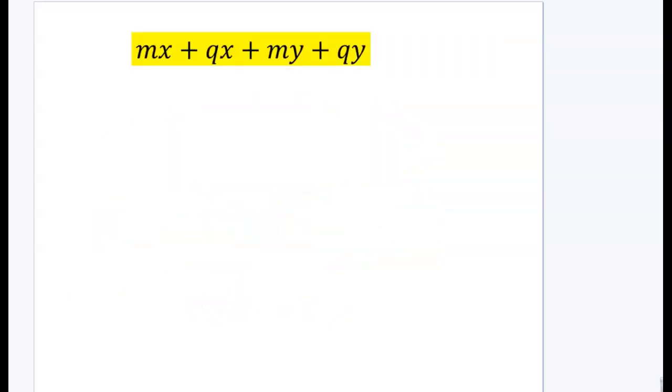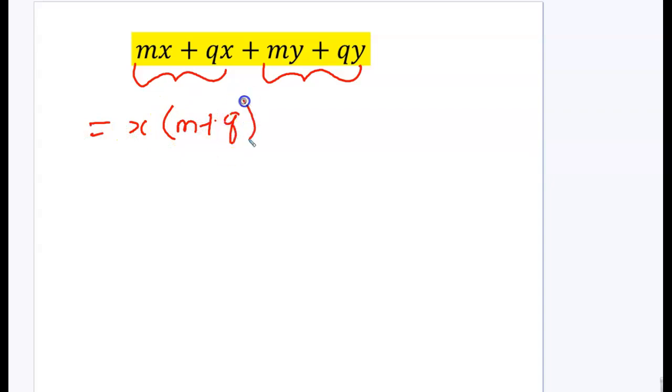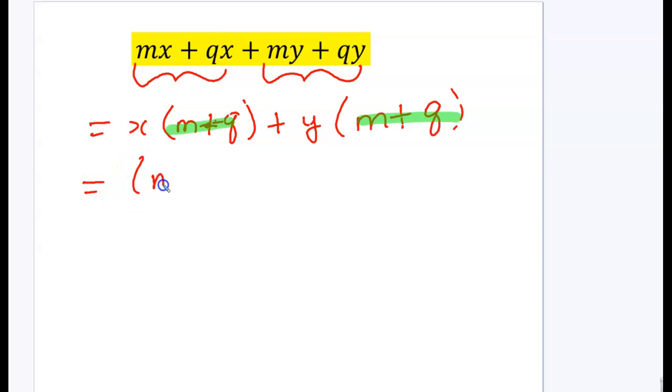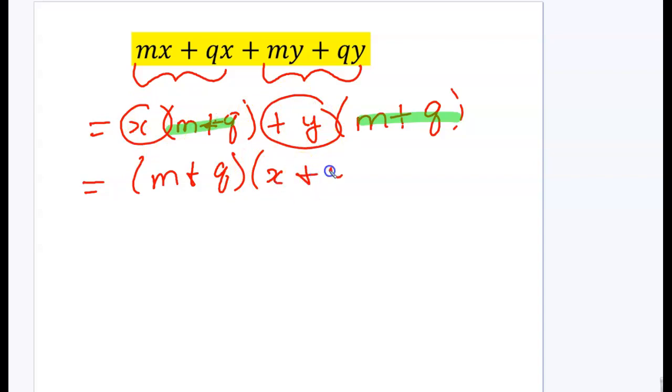Okay, in this particular question, again, we have mx plus qx plus my plus qy, and again, nothing common to all 4, so I'm going to try grouping again. So in the first 2 terms, I'm going to factor out an x, and I'll be left with m plus q, and then I'm going to factor out a positive y, and I'll be left with m plus q, and again, the m plus q is common to both, so I'm going to factor it out. And when I bring the m plus q out, my other factor that's going to be left is going to be x plus y, and that would be your final answer.